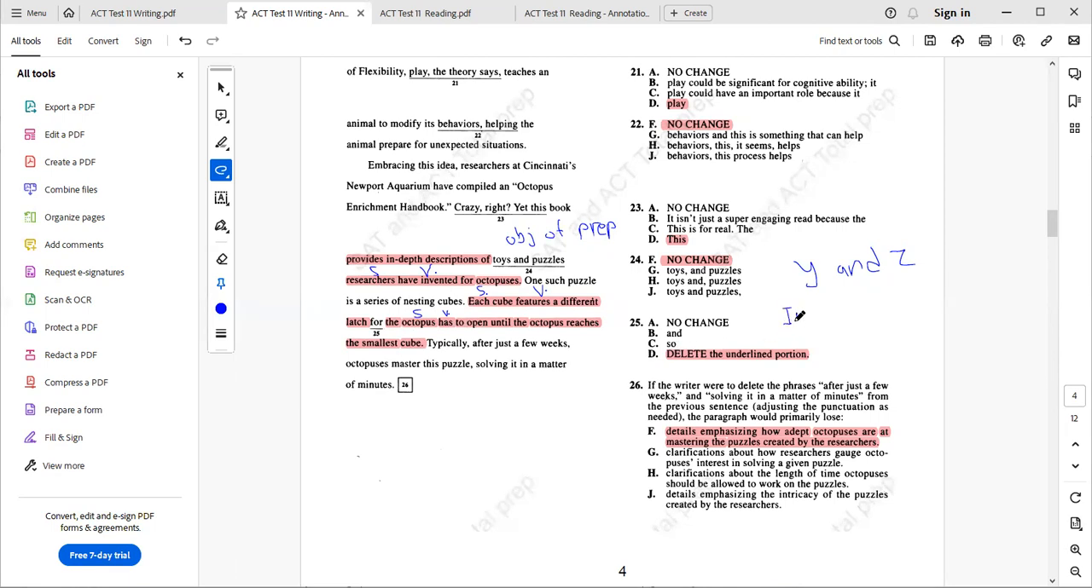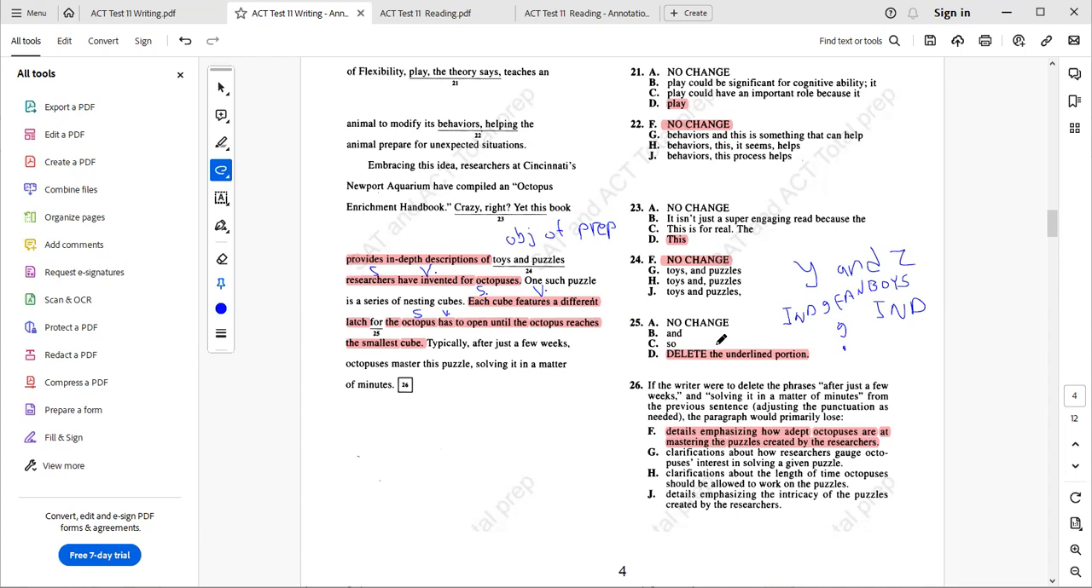We said if we have independent, then independent, between them you must have a comma, FANBOYS, or a semicolon, or full stop. So here is wrong because it is missing a comma. What if I deleted each cube features a different latch? The octopus has, here it can be. Why? Because here it's independent. But Mister, how am I going to know that? Because I told you, for and so between two independent clauses will not be right. You must put a comma before it. Clear, Adam?